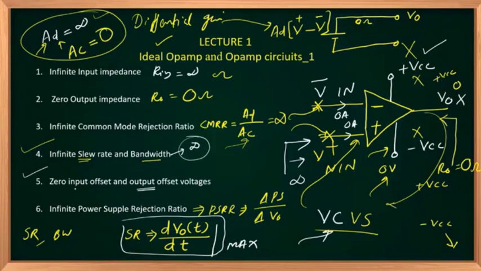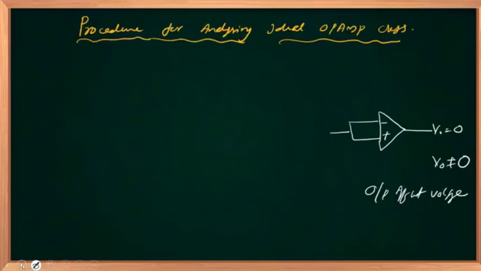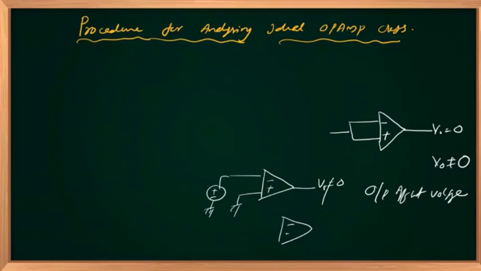What about input offset voltage? Input offset voltage is nothing but, if you are observing a non-zero value at the output when you are shorting the inputs, non-zero value not equal to 0, then you have to connect some voltage either at positive input or at negative input with the other terminal grounded.